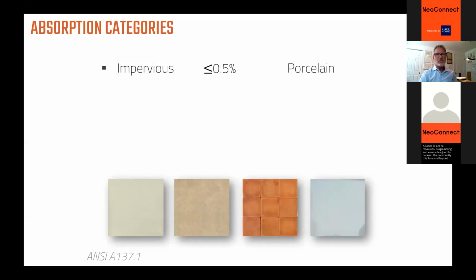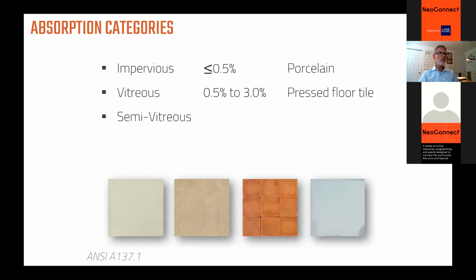So impervious tiles have a moisture absorption of less than 0.5%. And porcelain tile is an example of impervious tile. Glass tile is another example of an impervious tile. In the next category, we have the vitreous category. That's 0.5% to 3%. Pressed floor tile, most of the 12 by 12 red body tiles or hard-fired ceramic tile that is more absorptive than a porcelain would fall into the vitreous category.